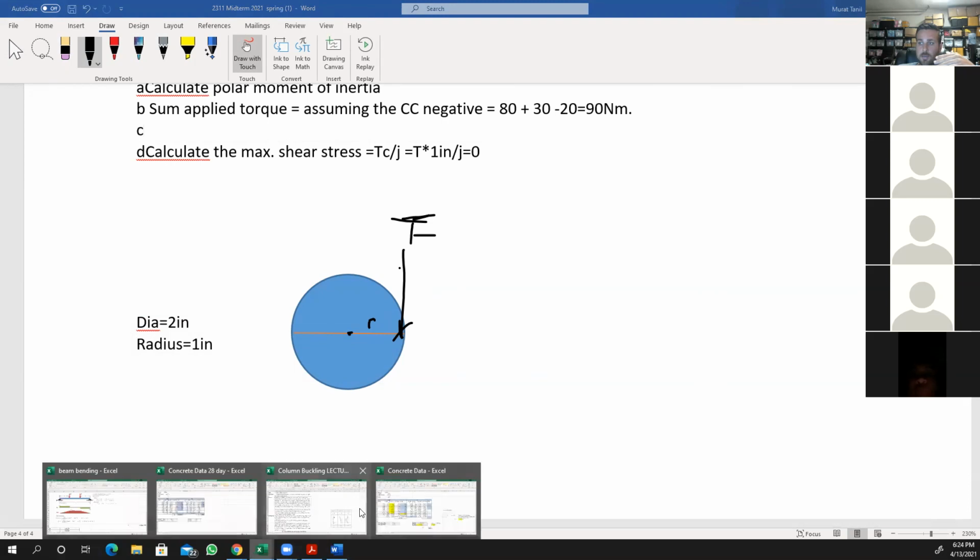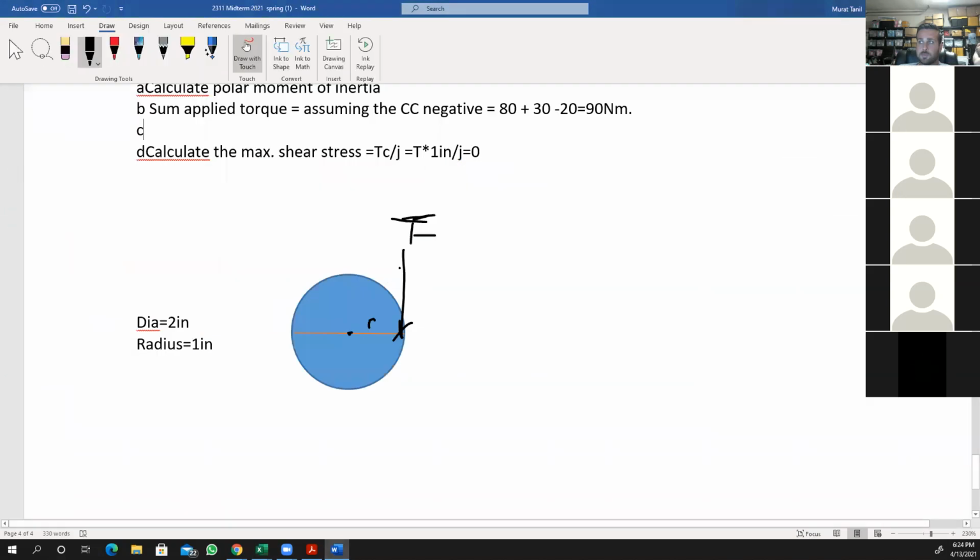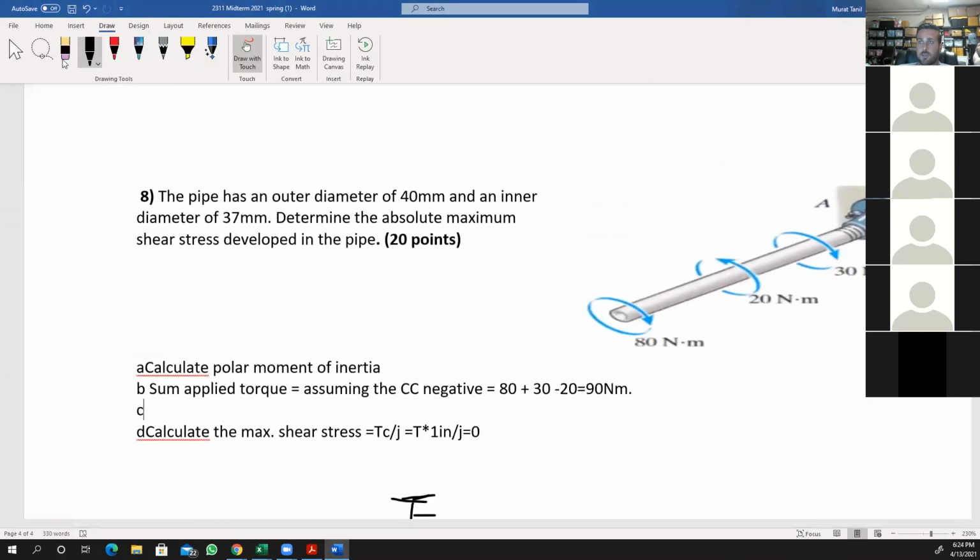And it's the same case on the beam. Force is applied at a distance to the support, and the moment is calculated by using force and the distance. Same. Any questions on this?